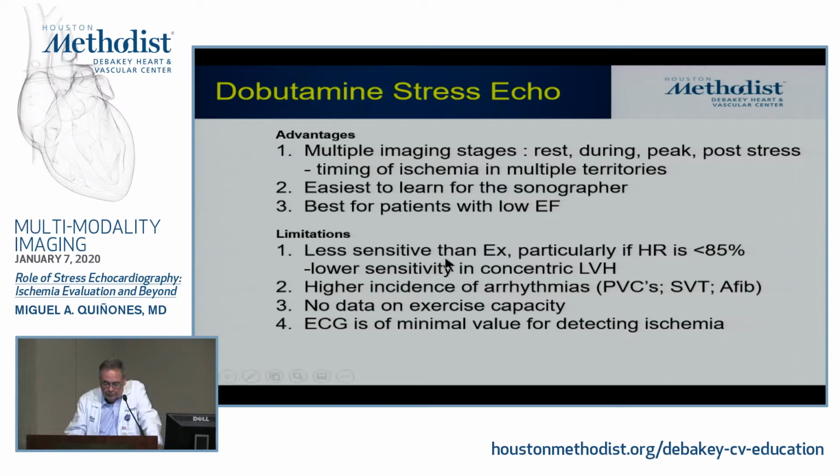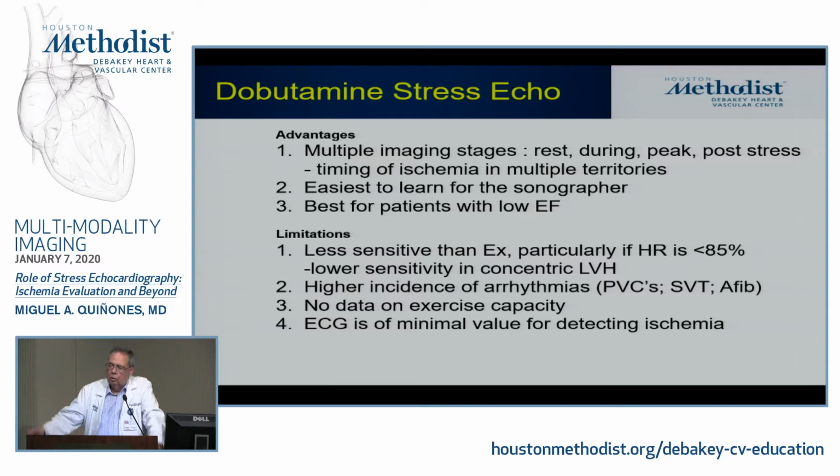Limitation is that it is less sensitive than exercise, particularly if you don't reach that magic 85%. That's why atropine is often used if you can. Also, if you have hypertension, concentric LVH, small cavities, the test becomes extremely tough to read. And we have had some serious misses of bad disease over the last 4 decades in people like that. So I would never order myself a dobutamine stress echo in a patient that I expect to have concentric LVH. You'll never be sure what the hell you got.